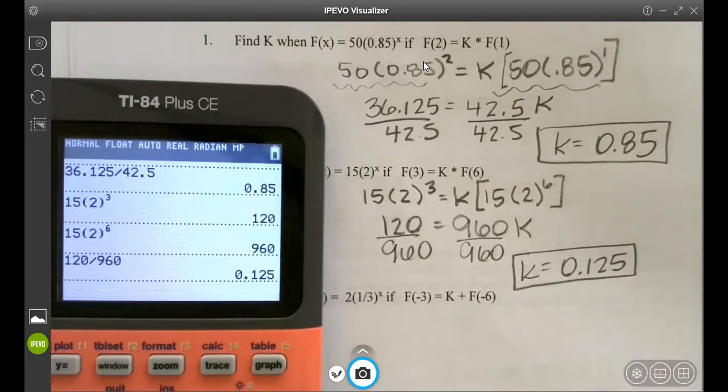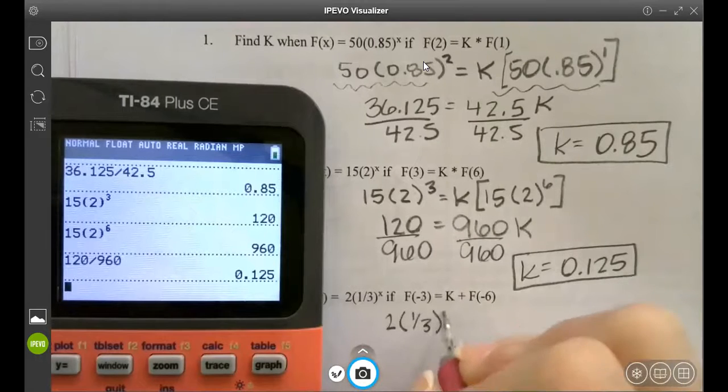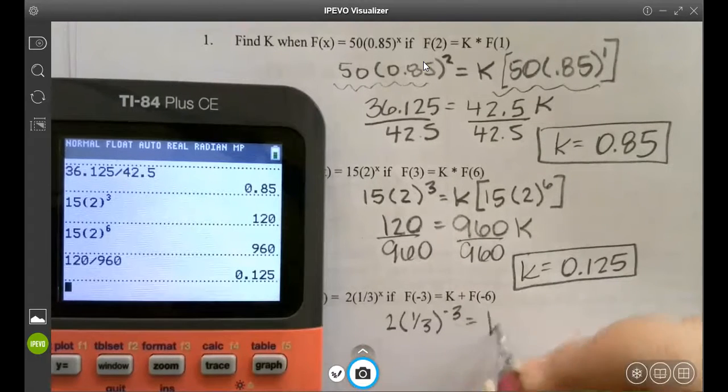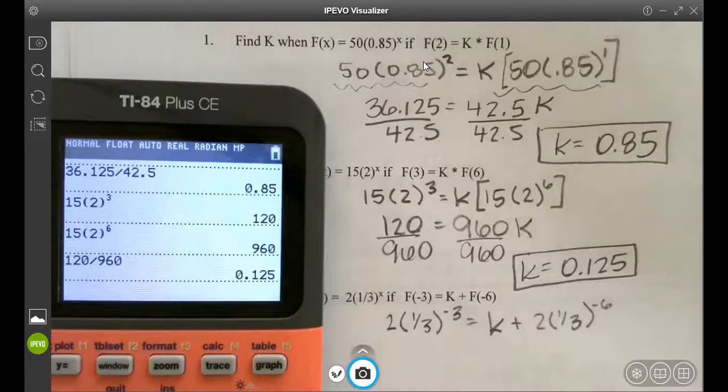Your next one is exactly the same. The only difference is it's plus instead of multiply. It's not k times that function, it's k plus that function. So how do we get rid of a plus? Minus. Okay, so in the end, instead of dividing, we're going to subtract. All right, so we're going to plug in -3. So 2 to the 1/3 times -3 equals k plus 2 times 1/3 to the -6.